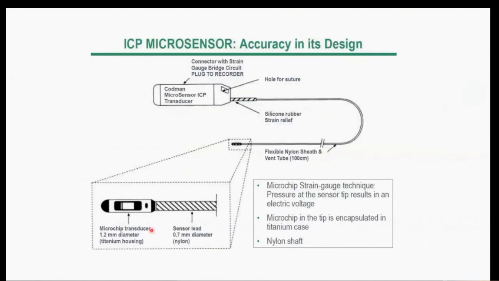We have the microsensors, so these are from the Codman company. We have this microchip we implant in the intraparenchymal spaces, the intraparenchymal tissue, and it will give us readings. But the problem with these ones is they are not therapeutic, so we cannot drain CSF or anything with them. They just measure the ICP.